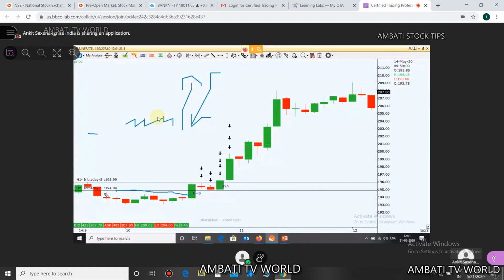Here again, it's accumulation only, but unfortunately, the price has not come down to this level. Here you can see accumulation again. The prices have moved up here. Sachinji, yes or no? Are you with me?